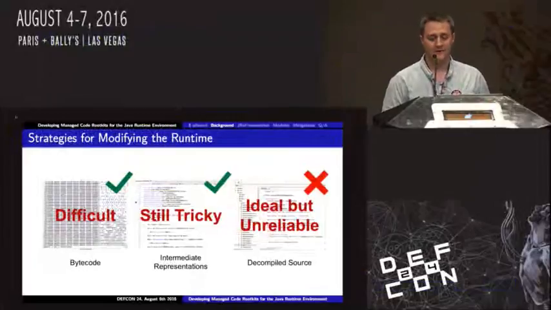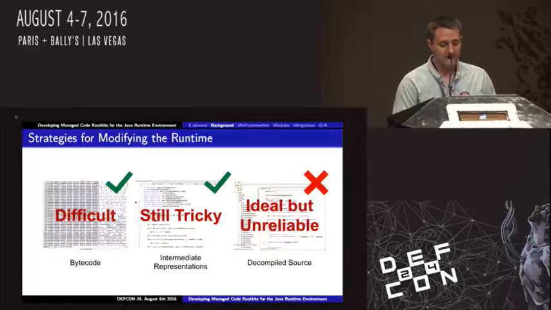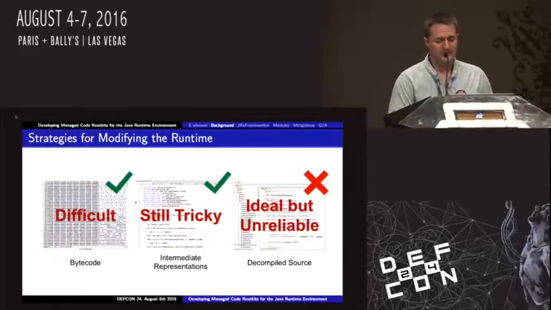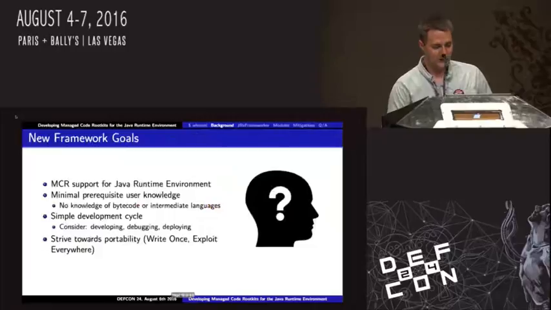We learn to write code at the normal source level. We don't write code at an intermediate level. It's just something we can write tools for, but it's still tricky. So I really, really want to lower the barrier to entry so that if you know how to write basic Java programs, then you can write a managed code rootkit too.